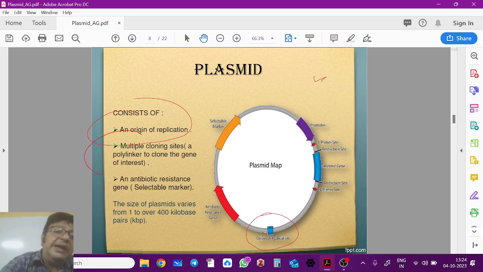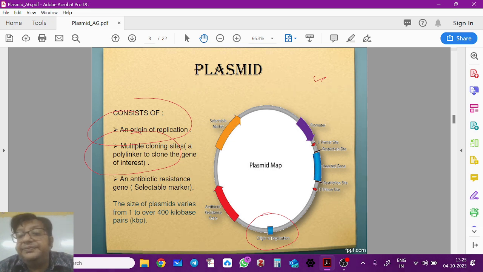Then it must have a multiple cloning site. You will find that as the restriction sites on the right side, in two places. So you have different restriction enzyme sites. You can use any of those enzymes to cut the plasmid open, and you can put in an insert cut with the same enzyme and integrate it inside the plasmid.